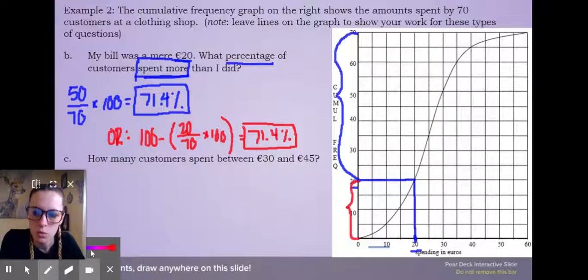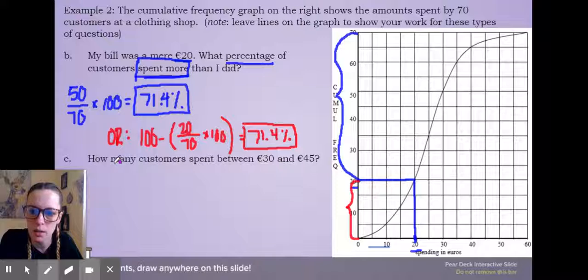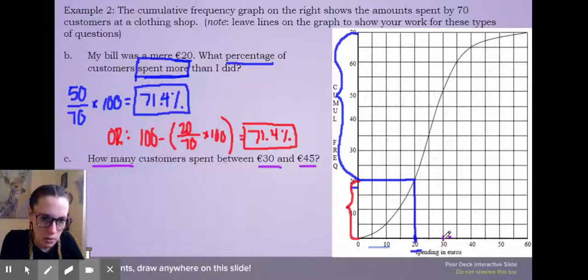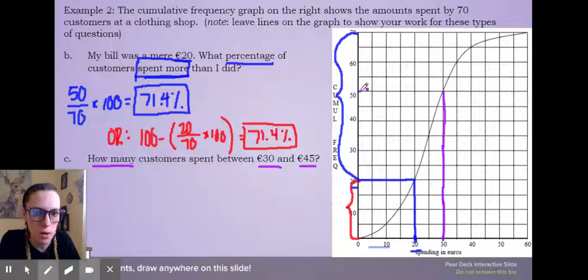With part C, final part, how many customers, so no longer a percentage, but how many customers spent between 30 euros and 45 euros. So again, they're giving us the amount of euros. So I'll start on my x-axis. I'll start at my 30 and go up. At least this one is on a grid line again too. Go up to my graph and then over to my y-axis. So my cumulative frequency at 30 was 50.